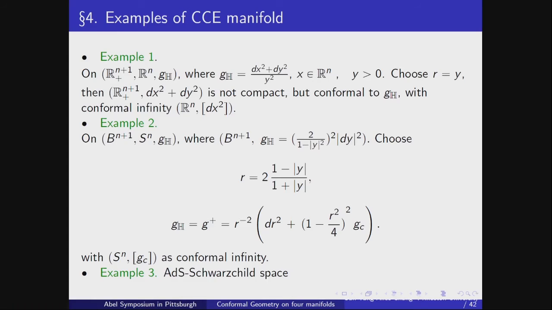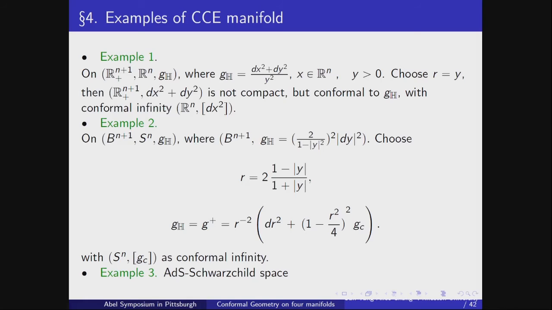Then there is a non-trivial choice of this defining function. Written this way, the hyperbolic metric is r^(-2) times (dr squared plus (1 minus r squared over 4) squared g_S), where g_S is the canonical metric on the sphere. If you multiply r squared by g plus and restrict to r equal to 0, then it is the sphere metric. That means the sphere is the conformal infinity of the hyperbolic ball. That's the model case.